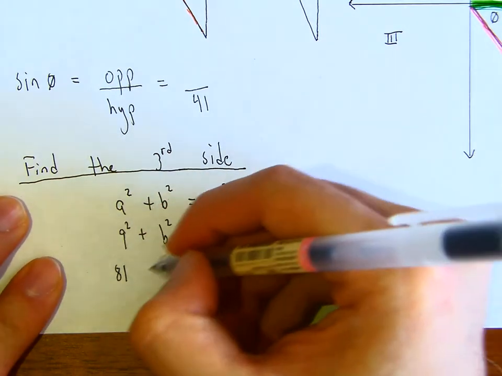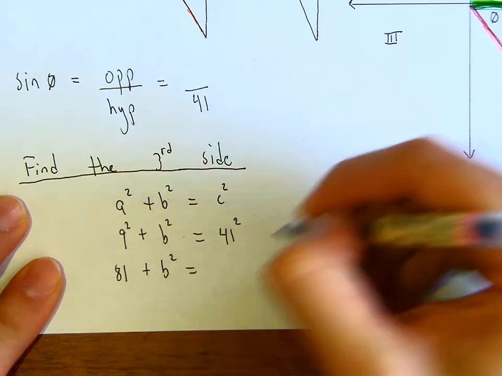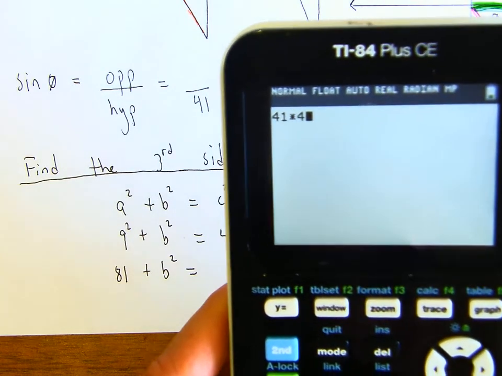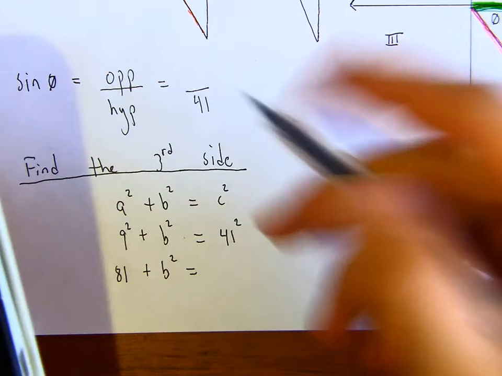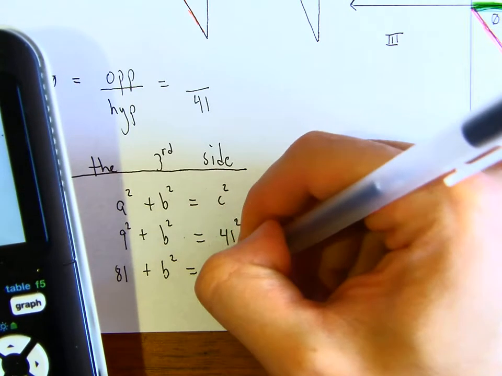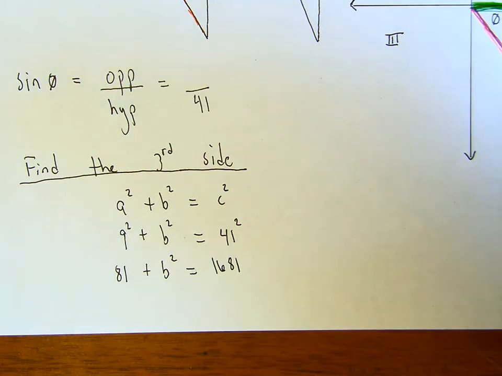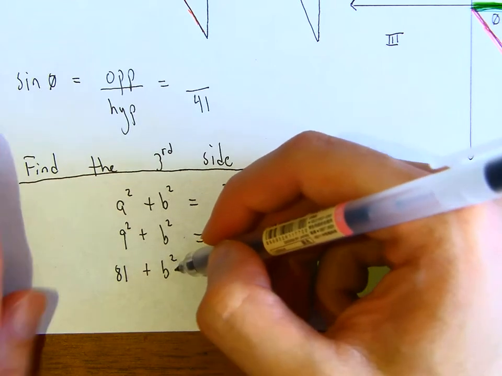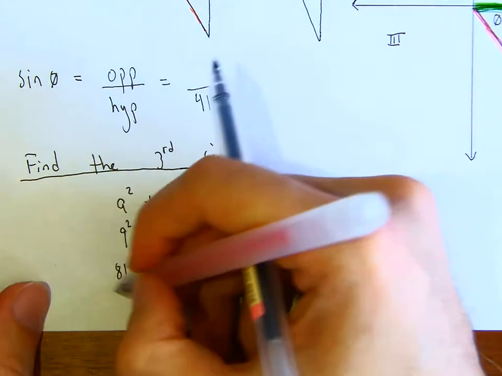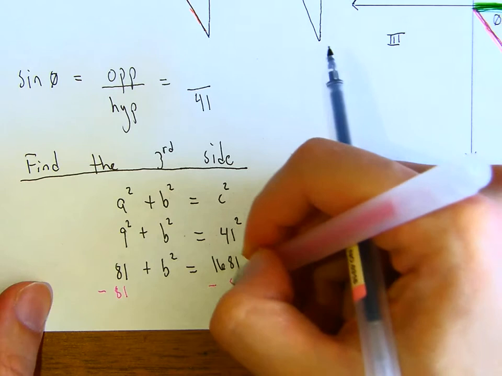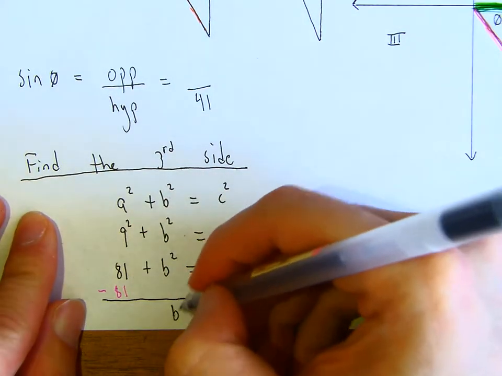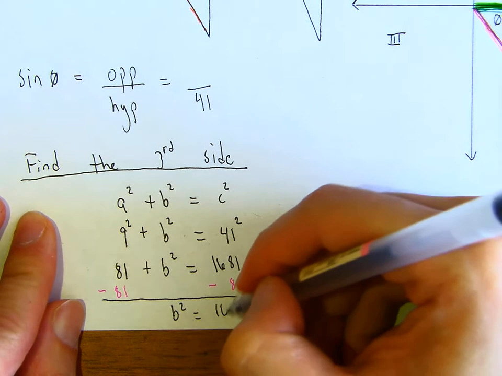So going through this over here, what is 9 squared? This is 81 plus b squared equals 41 squared. I have no idea what 41 squared is, so let's just try it right here. 41 times 41 is 1,681. Okay, and then what's going to happen over here? How do we get b squared by itself? We're going to subtract 81 on both sides. Now we have b squared equals 1,600.